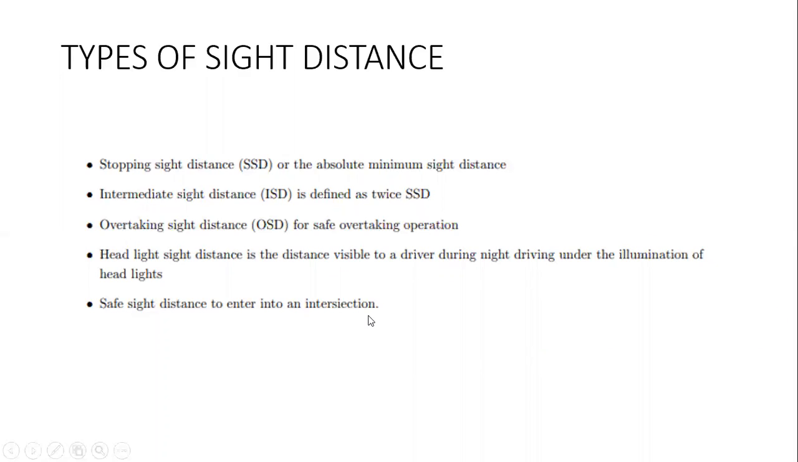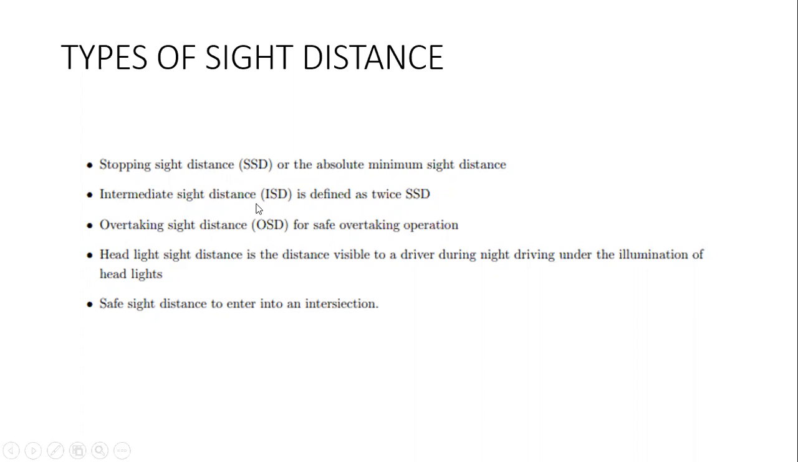Now IRC has recommended two types of side distances. One is called the intermediate side distance, that is the ISD, and the other is called the HLSD, or HSD. That is called the headlight side distance. Very, very important. This was suggested by IRC.